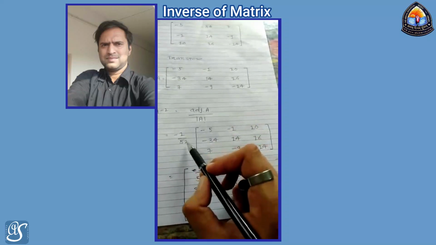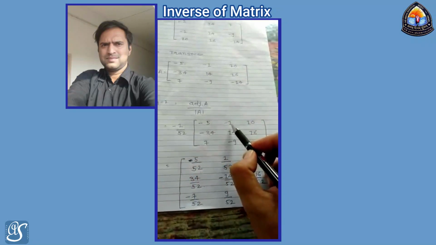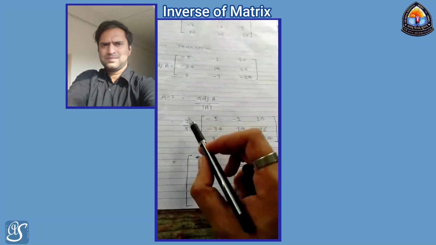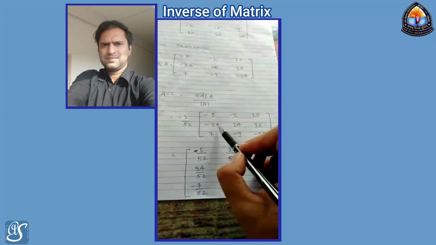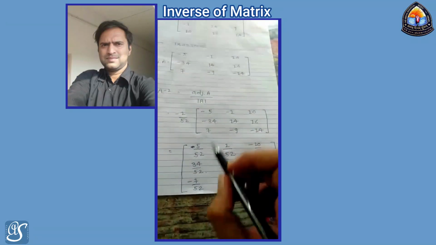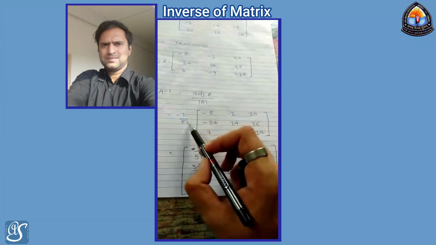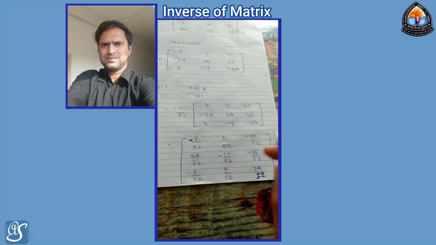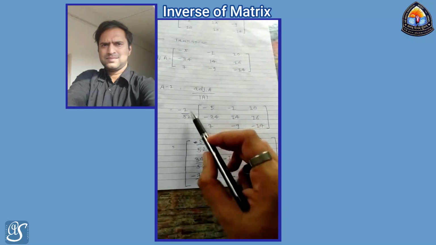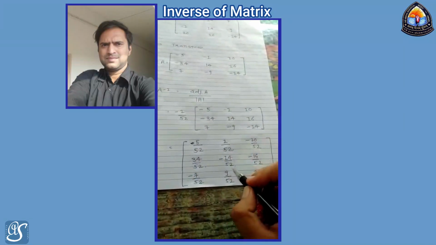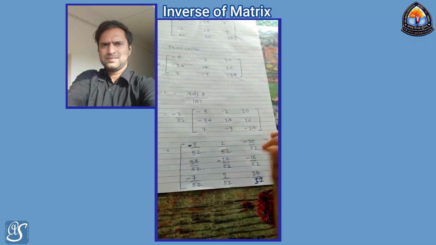with this adjoint A. So minus 1 upon 52 into minus 5, so 5 upon 52, minus 1 upon 52 into minus 1, so minus minus plus, so 1 upon 52. Minus 1 upon 52 into 10, so minus 10 upon 52. Minus 1 upon 52 into minus 34, minus minus plus, so 34 upon 52. Minus 1 upon 52 into 14, so minus 14 upon 52. Minus 1 upon 52 into 16, so minus 16 upon 52. Minus 1 upon 52 into 7, so minus 7 upon 52. Minus 1 upon 52 into minus 9, so minus minus plus, so 9 upon 52. Minus 1 upon 52 into minus 14, so 14 upon 52.